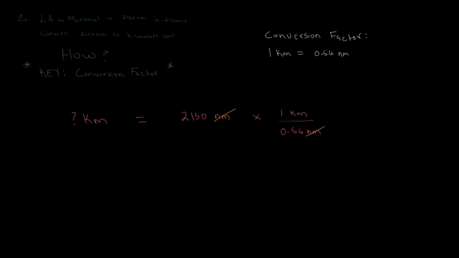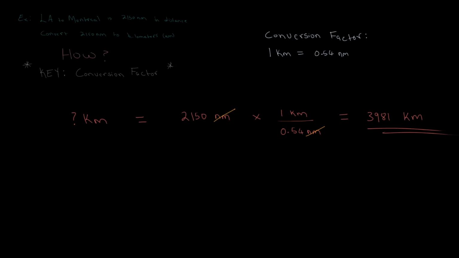Since nautical miles cancel out, we're now left with kilometers, which means that the number we get after we make our multiplication will have the units of kilometers. So as our final answer, the distance from LA to Montreal is 3,981 kilometers by air.